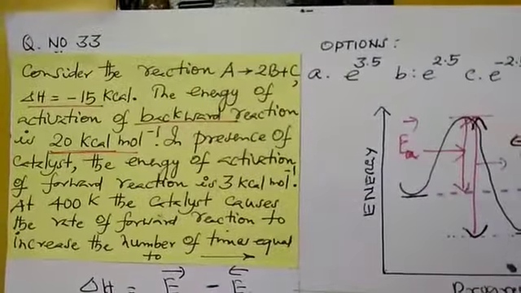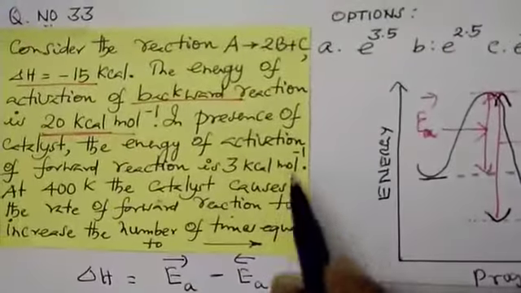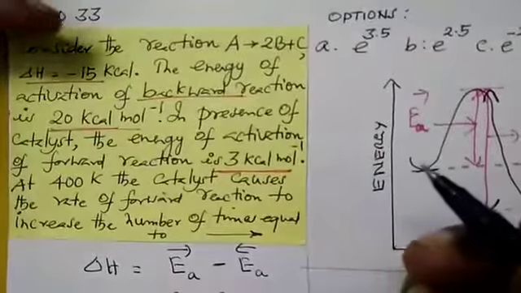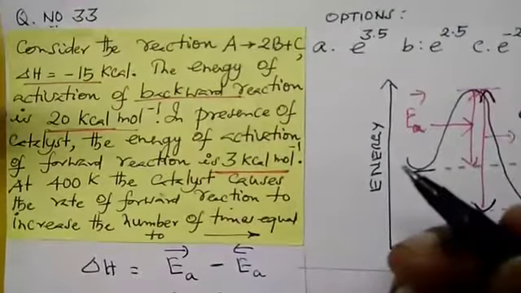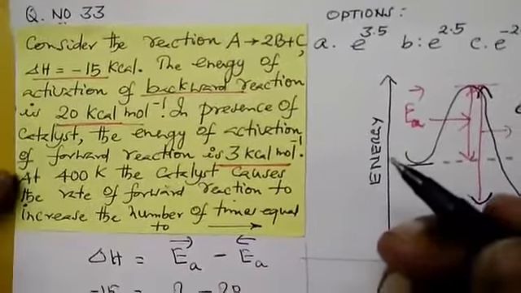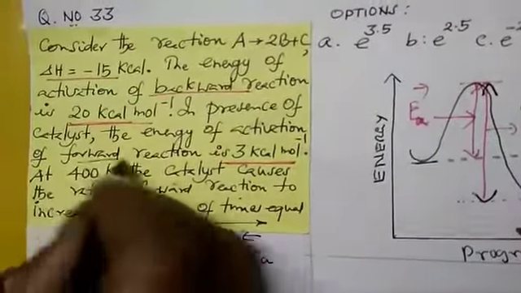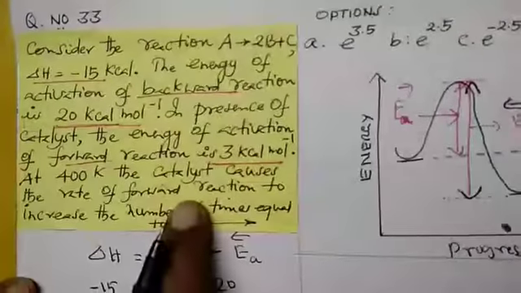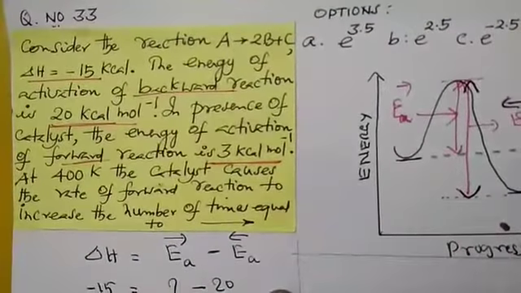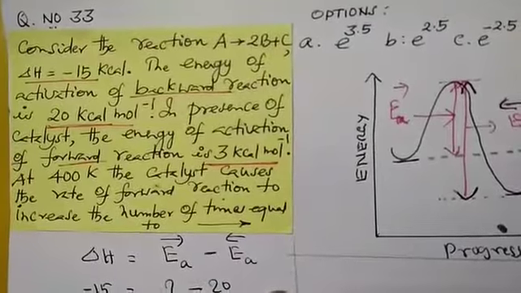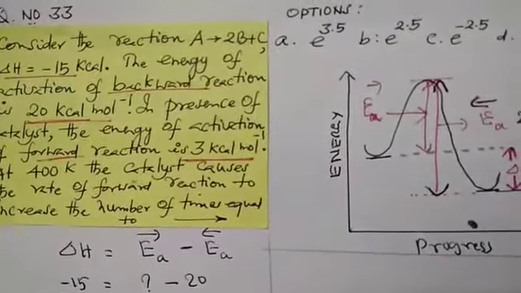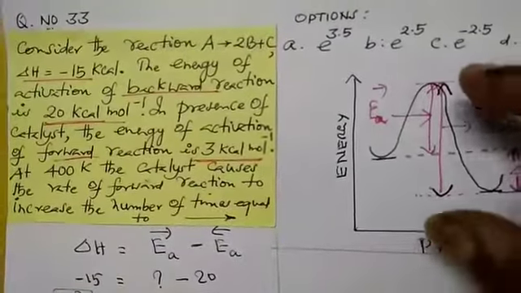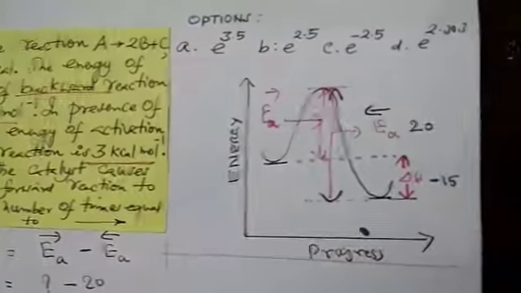In the presence of catalyst, the energy of activation of the forward reaction is 3 kilocalories. At 400 Kelvin, the catalyst causes the rate of the forward reaction to increase by how many times? So first, by adding the catalyst, the rate increases. That means the energy of activation decreases.